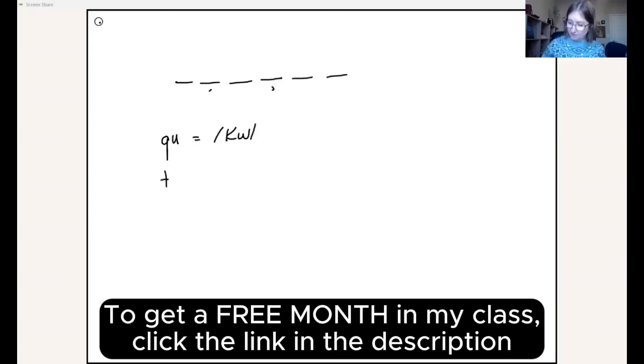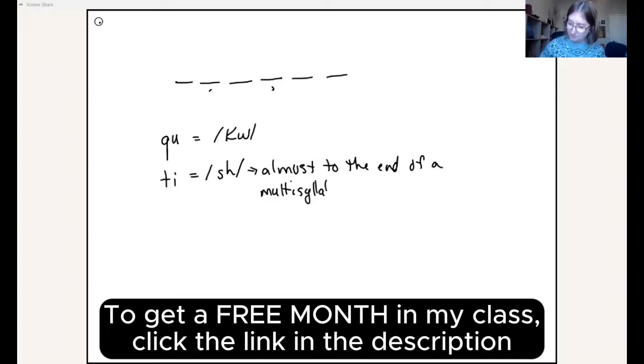Now here is one of the funnest spelling hacks I know. TI spells sh when it is almost to the end of a multi-syllable word and has a vowel after it. So TI will say sh if it's almost to the end of a multi-syllable word with a vowel after it.